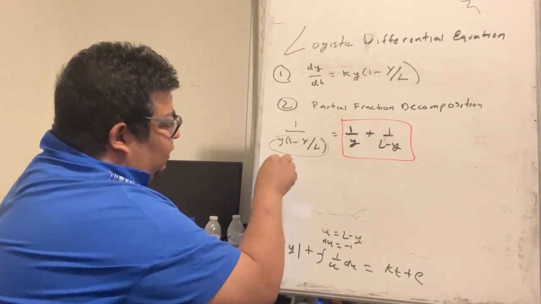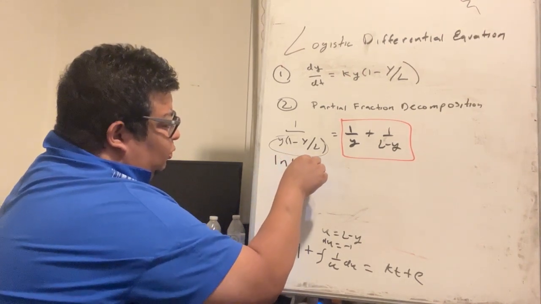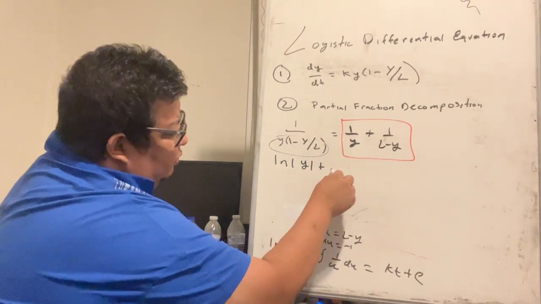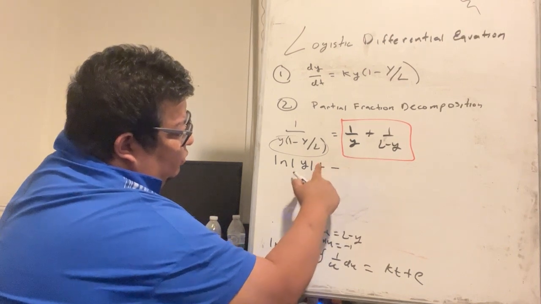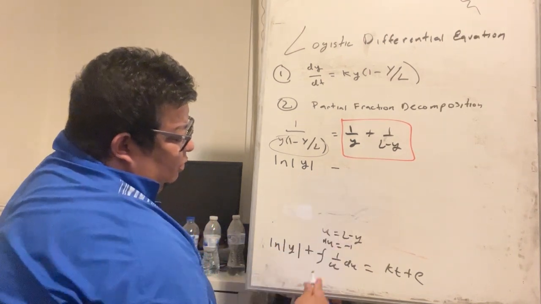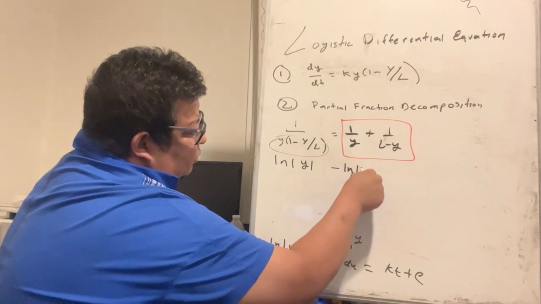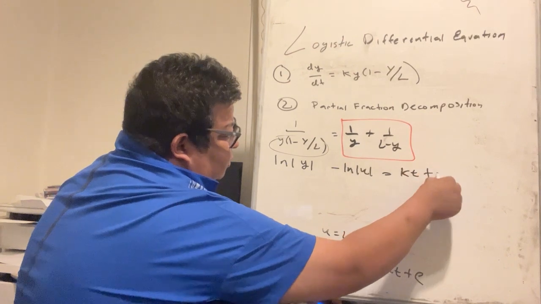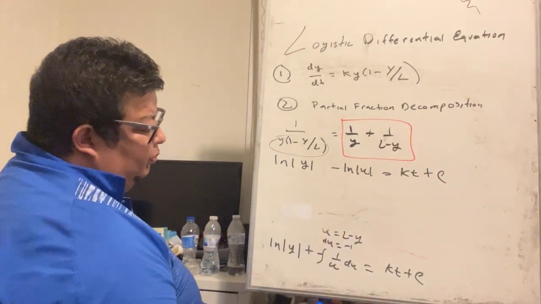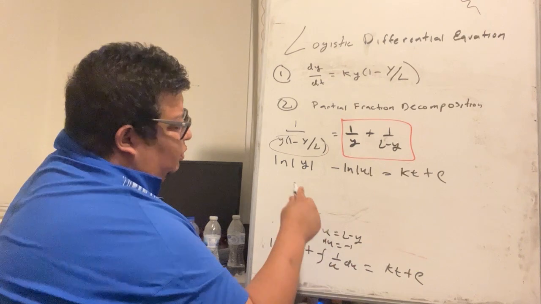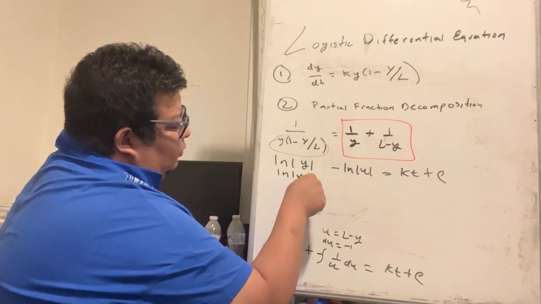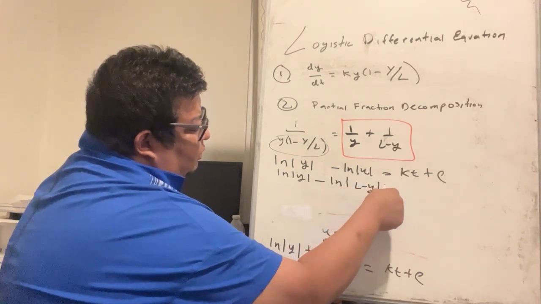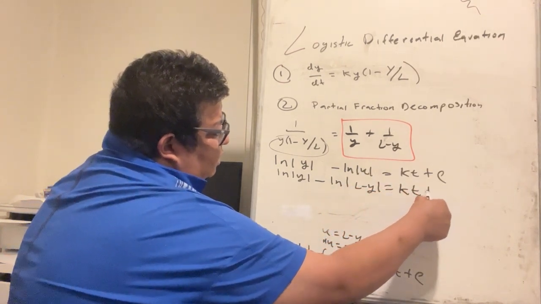So right now we have ln of y plus, so this one becomes minus, so it will be minus ln of u equals kt plus c. But notice that u is L minus y, so we have ln of y minus ln of L minus y equals kt plus c.